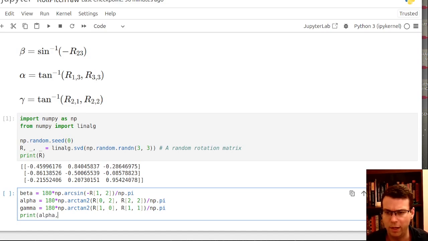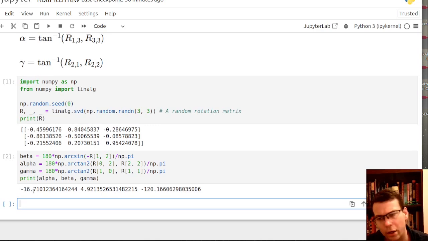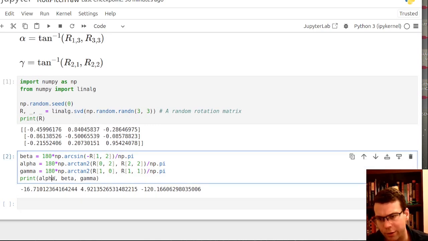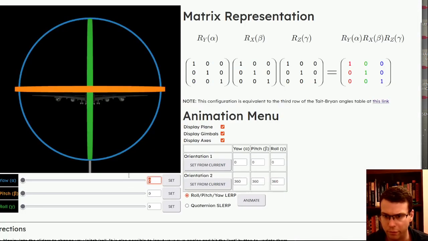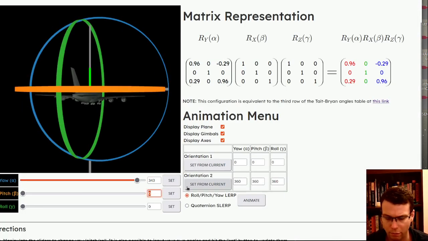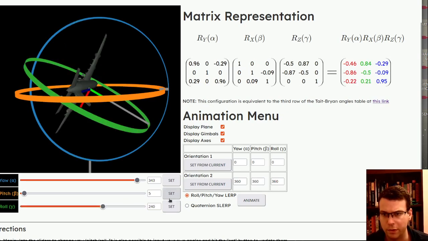All right, let's print them out: alpha, beta, gamma. And I noticed that alpha and gamma are negative. Let me just add 360 to them. That won't change anything, it'll go a full 360, but my program is expecting these to be between 0 and 360. Okay. So 343, 5, and 240. Let's try it. So 343, 5, 240. So supposedly this is the random rotation matrix I came up with.